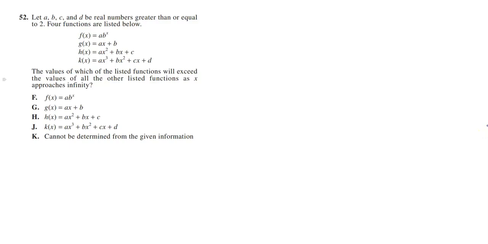Let A, B, C, and D be real numbers greater than or equal to 2. 4 functions are listed below. The values of which of the listed functions will exceed the value of all the other listed functions as x approaches infinity? So here you can see this is limited to the third degree. This is second degree, and this is a linear function. This here is your exponential function, and we know that the exponential function really gets large as it approaches infinity. So this definitely will be the best answer here.